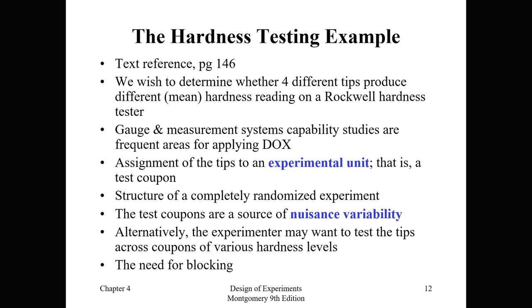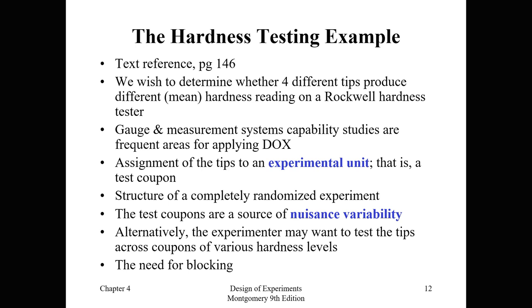So going into our first example here, this is an example from our textbook. We're talking about 4 different tips looking at the hardness rating on a hardness tester. So we're looking at these different system capabilities, and we're going to assign the tips to be an experimental unit, and we're going to be using the test coupons. Again, this isn't like the coupon from a grocery store. This is a small amount of metal that we're testing these different tips on.